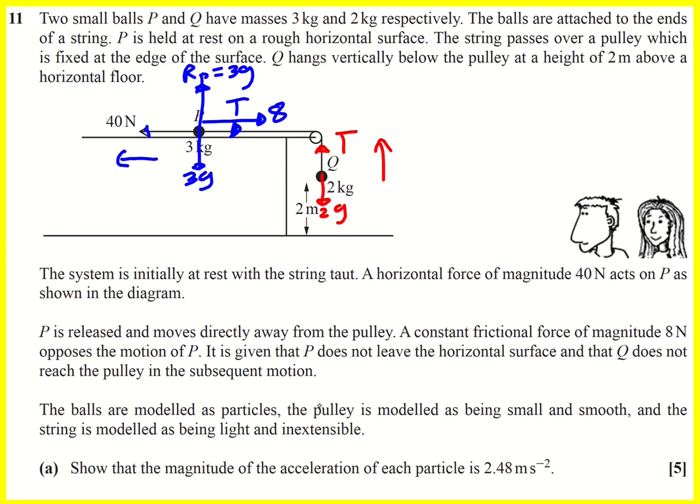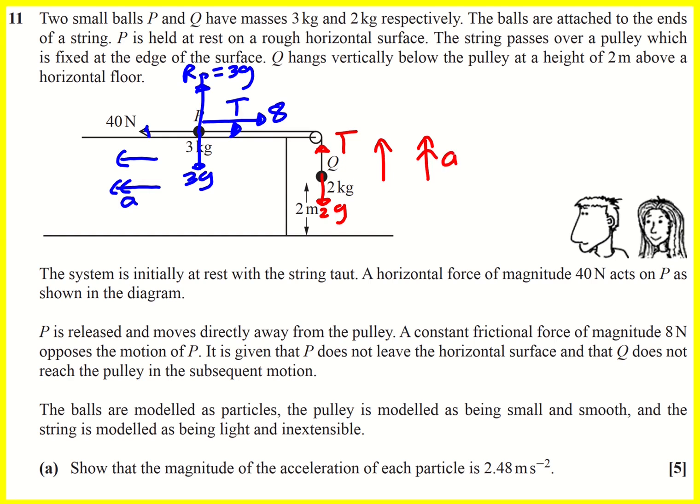The balls are modeled as particles, the pulley is modeled as being small and smooth. These are all things we need to be able to deal with this question in as simple a way as possible. The string is modeled as being light and inextensible. Show the magnitude of the acceleration of each particle is 2.48 meters per second squared. Now, because they're connected and the string is not stretching, the acceleration this way and this way are going to be exactly the same.